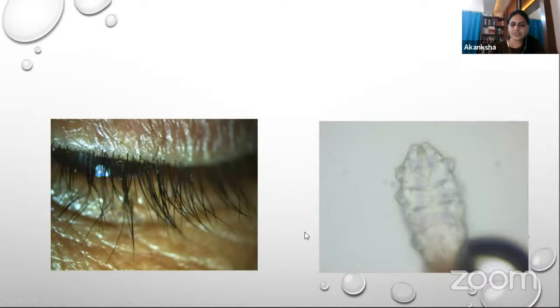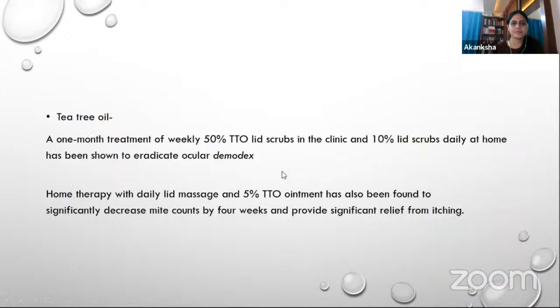So if a diagnosis is clinically apparent, then it's okay, but you can also send the epilated lash for a microscopic examination, and the Demodex parasite in itself can be seen under the microscope. The treatment of this would then be to advise 50% tea tree oil lid scrubs, and you can advise them to do it at home themselves to eradicate the Demodex, and it significantly decreases the mite counts by 4 weeks, and the itching or the redness that the patient is complaining of can decrease.